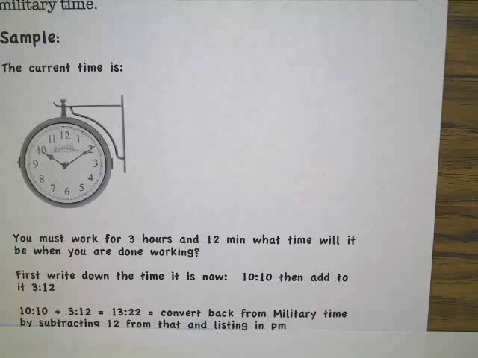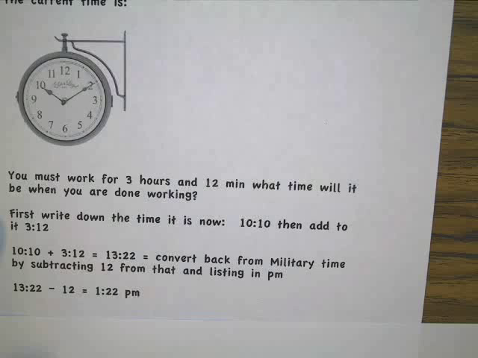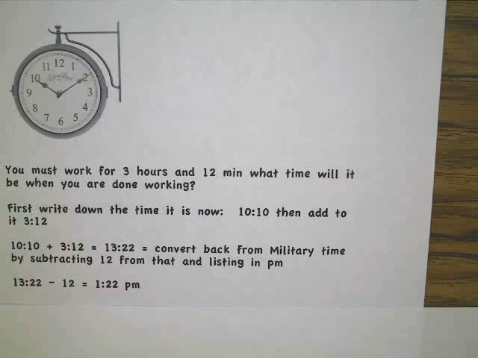13:22, right? That's what we call military time. So what would our standard time then be? What do we have to do to get to 1:22? We have to subtract 12, right? So if we're going from standard to military, we add. If we're going from military to standard, we subtract. So we have 1322 when we add them together. We subtract 12, and our answer is 1:22 p.m.